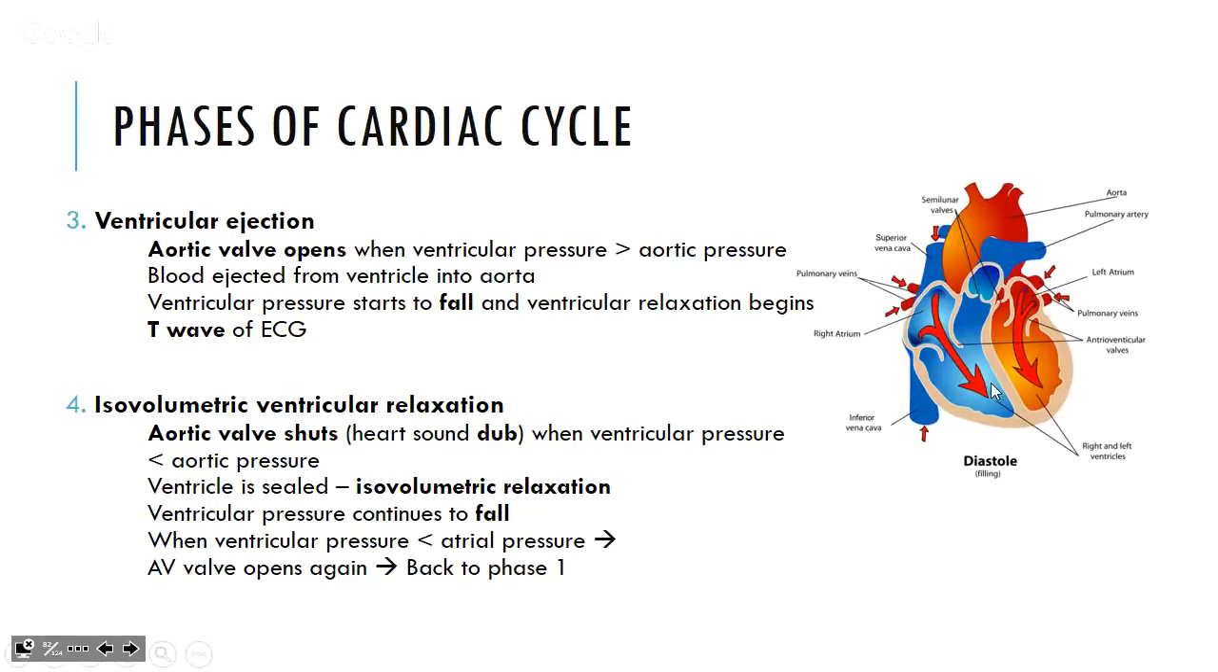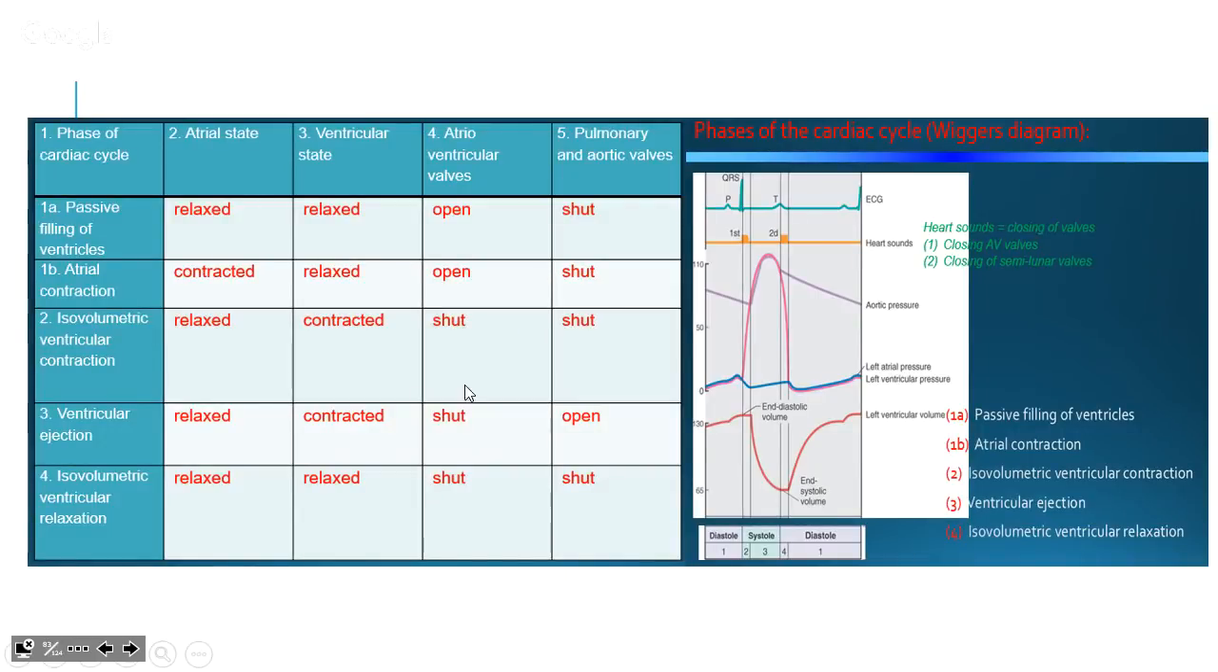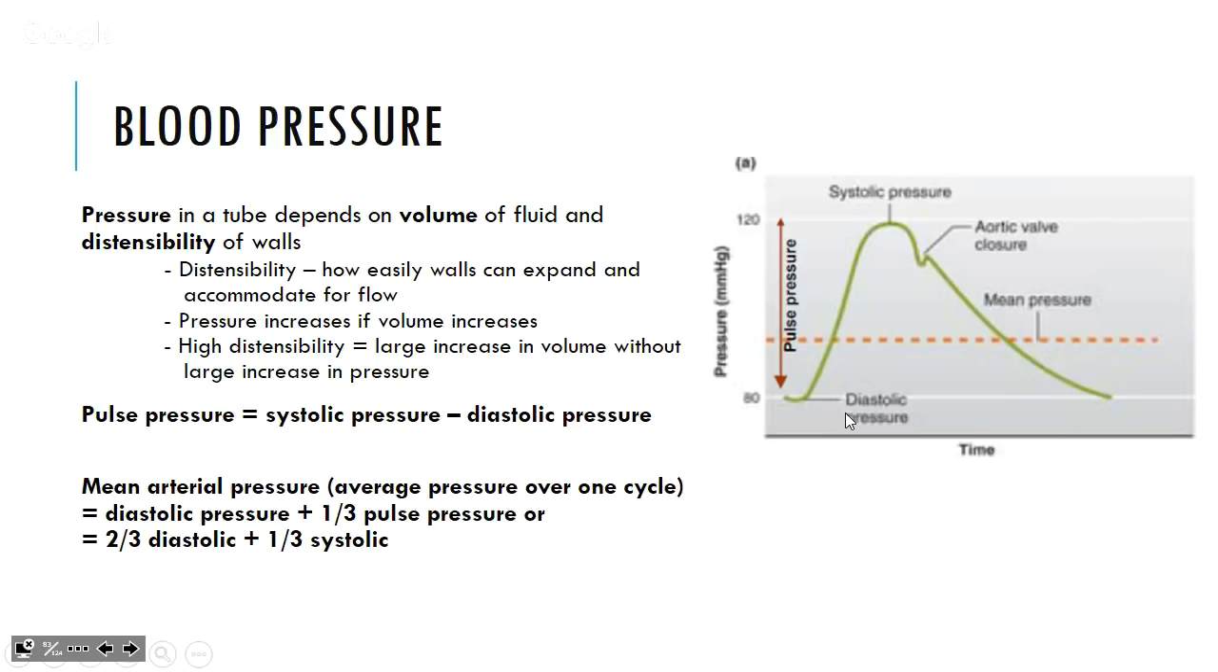And then afterwards, when the ventricles relax, you'll get the T wave. That's all you really need to know. And then everything will repeat itself afterwards. The second heart sound is just when the aortic or pulmonary valve closes. So there's a bit of a summary so that you can learn in your own time.